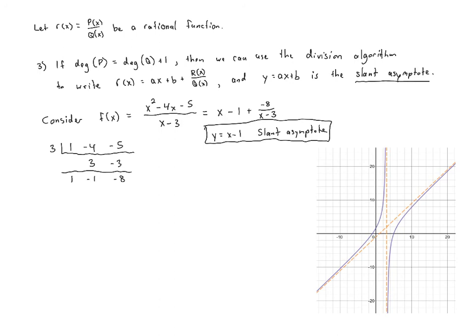So right now, it's just important to be able to identify if there's a horizontal or slant asymptote, and in the next video, we'll look at situations where the end behavior doesn't have an asymptote at all.